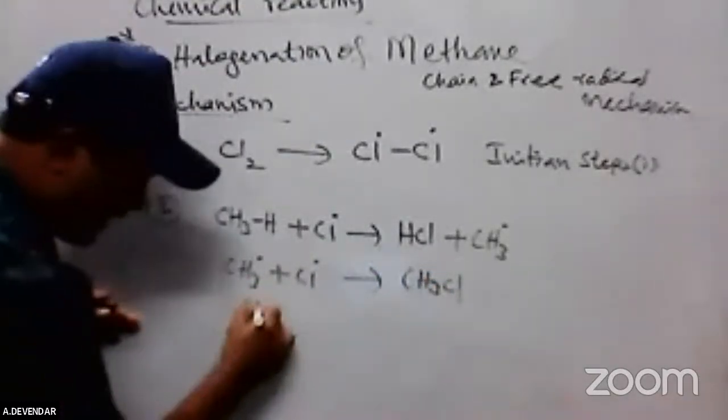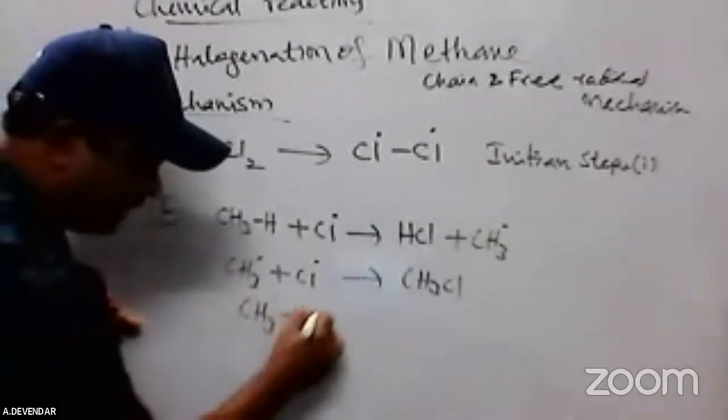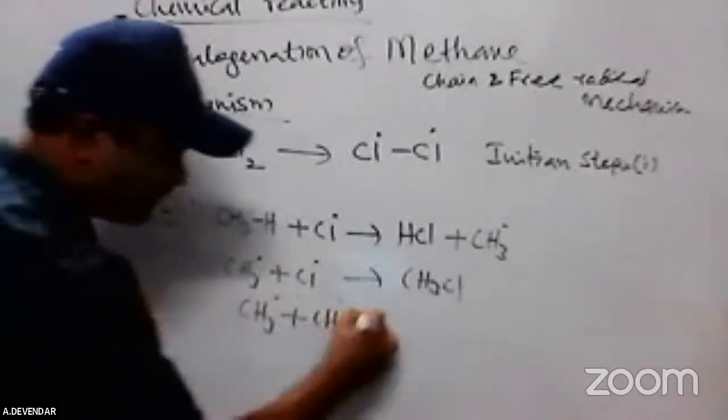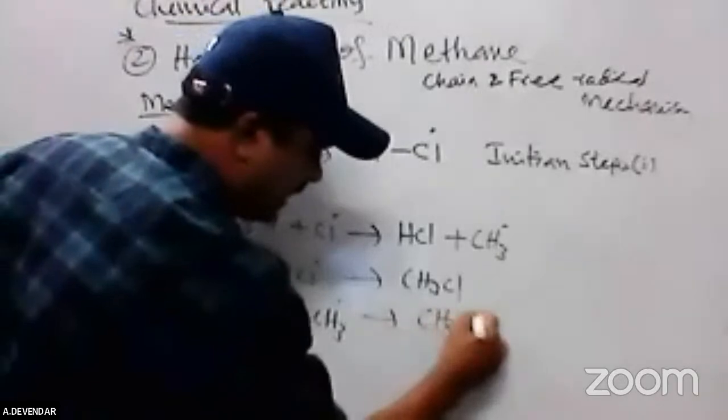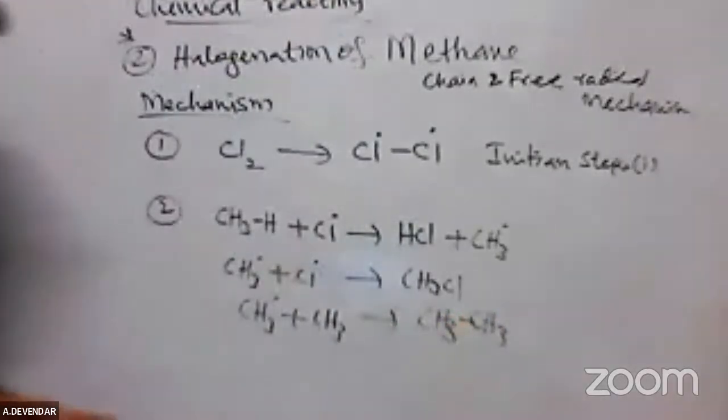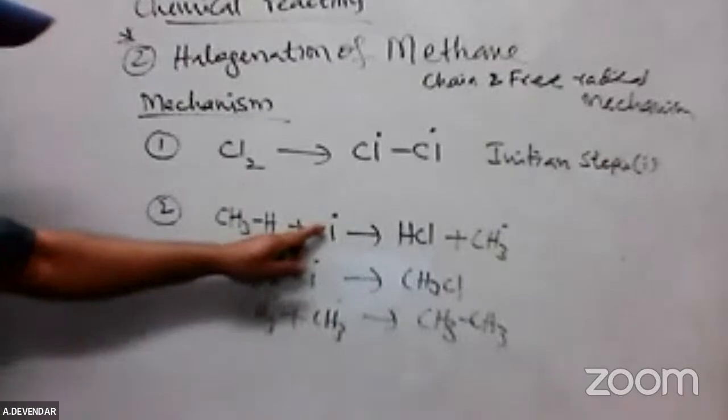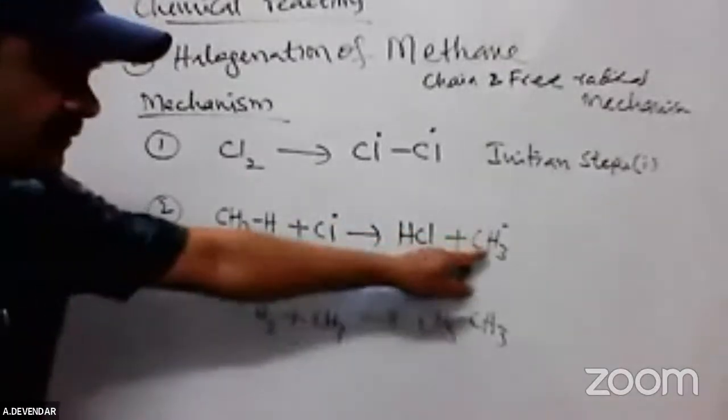Again a methyl free radical will form. We also get ethane. These are the possibilities of the propagation steps. The propagation steps are nothing but a number of possibilities. HCl is formed, and a methyl free radical.